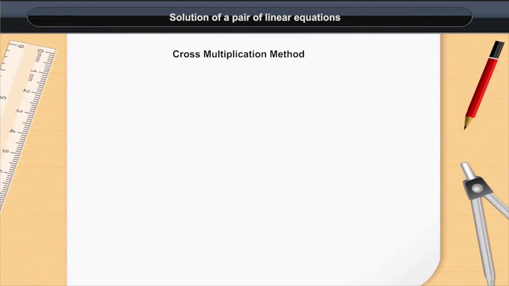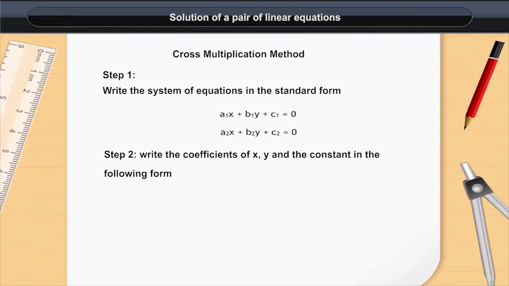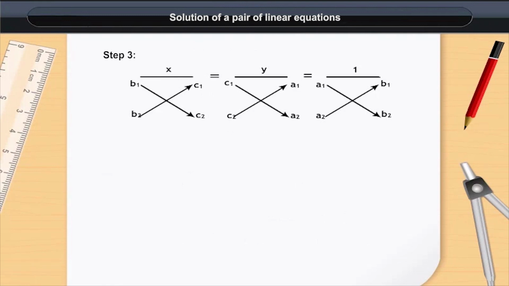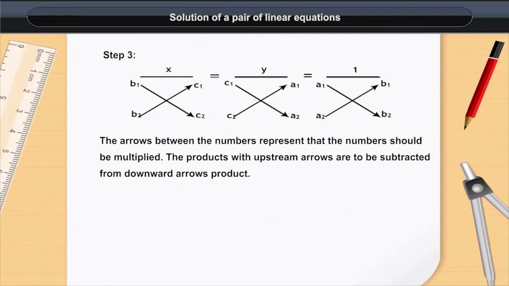Cross multiplication method. Step 1. Write the system of equations in the standard form. Step 2. Write the coefficients of x, y and the constant in the following form. Step 3. The arrows between the numbers denote that the numbers are to be multiplied. The products with upward arrows are to be subtracted from the products with downward arrows. Step 4. Find x and y provided that a1 b2 is not equal to a2 b1.